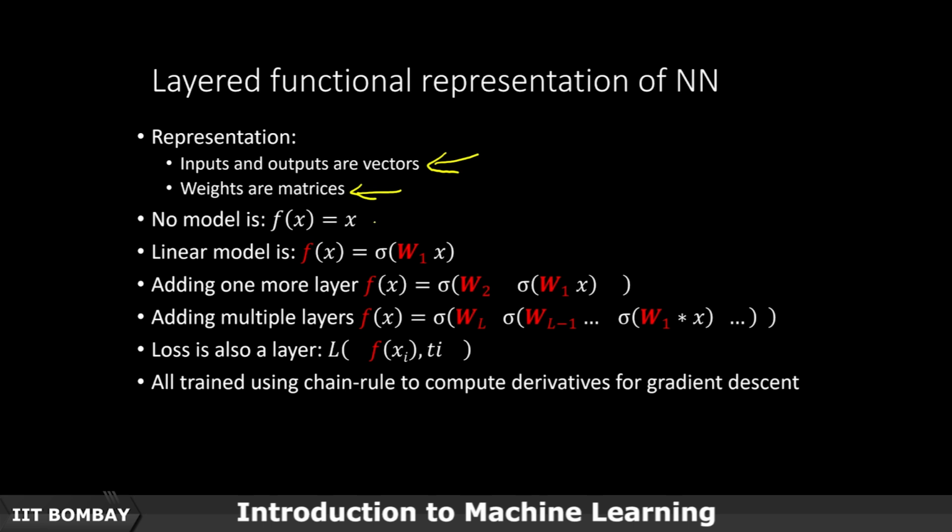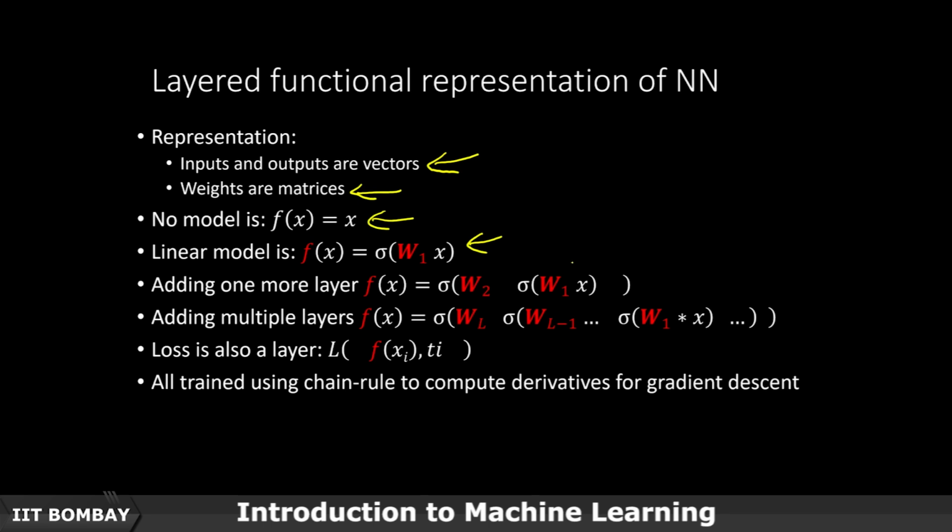So if you don't have any model, f(x) is equal to x. If you have a linear model or a generalized linear model, then f(x) is equal to sigma, some nonlinear function, of w1 times x. Again, I'm not using the bias, assuming bias is one of the extra dimensions of input that is appended or concatenated at each layer.